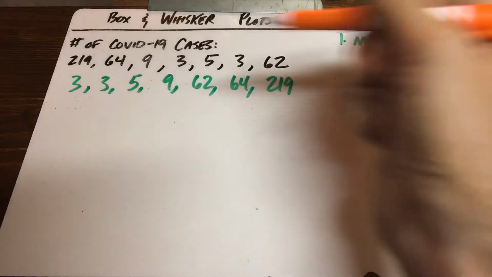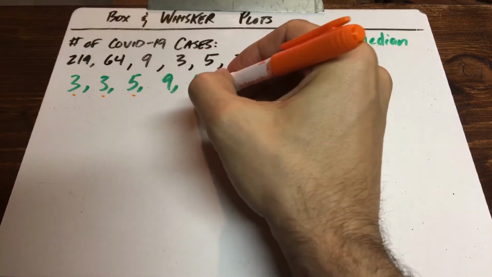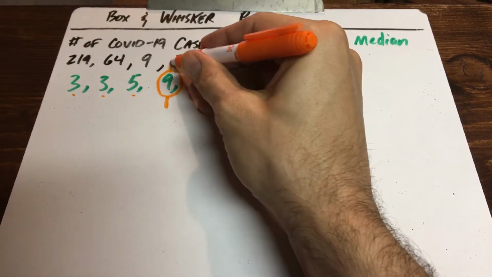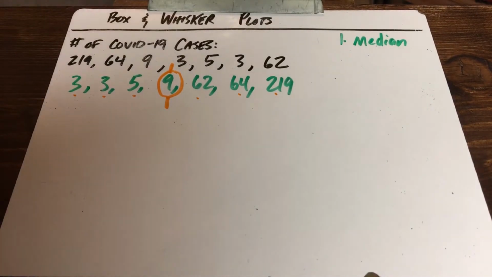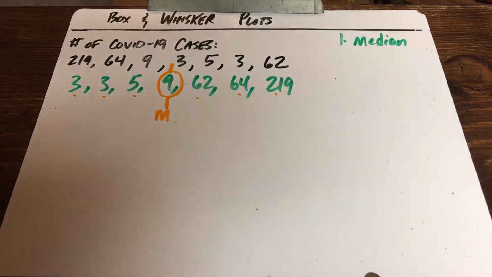Okay, so I've got the numbers in order, and then you find the median. The median is the number in the middle. So I've got this and this, there and there, there and there. Okay, I like to kind of highlight it with a circle. You don't have to highlight it, but I kind of like to highlight it like this. Sometimes I even label it M for median. So there's our median, right?